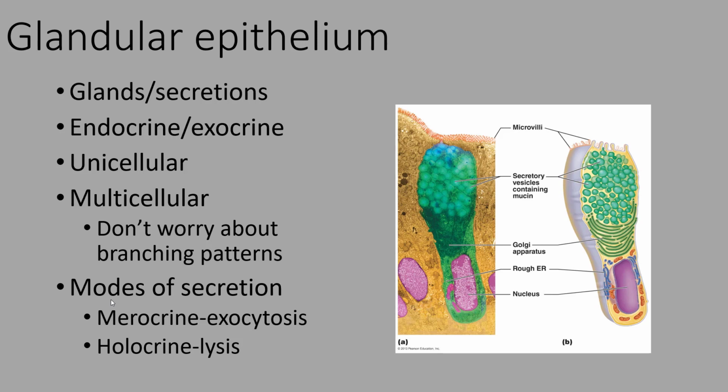But I will talk a little bit about glandular epithelium. Glands are parts of our body that produce secretions. And they could be any number of secretions. They could be something like mucus. They could be something like a hormone. So they just produce secretions. And those secretions, we could have endocrine glands or exocrine glands. Endocrine glands release their secretions into the bloodstream.